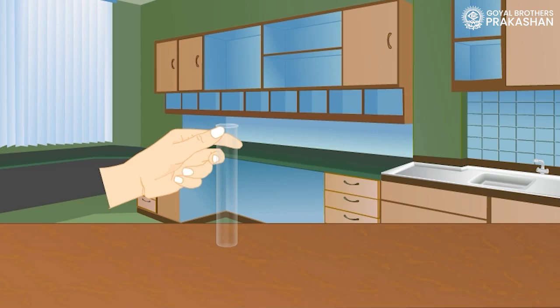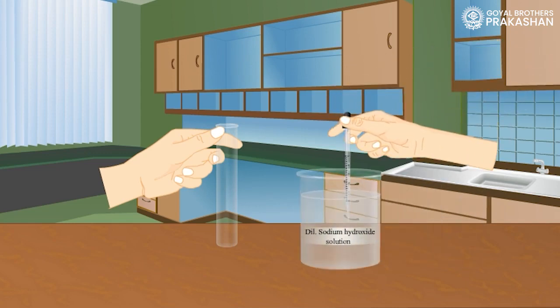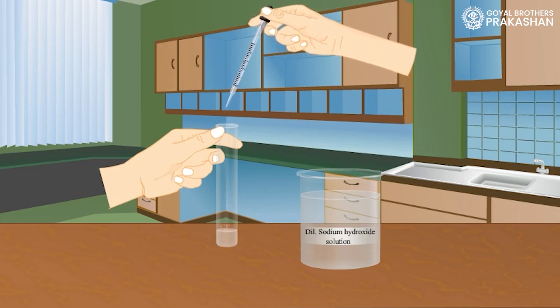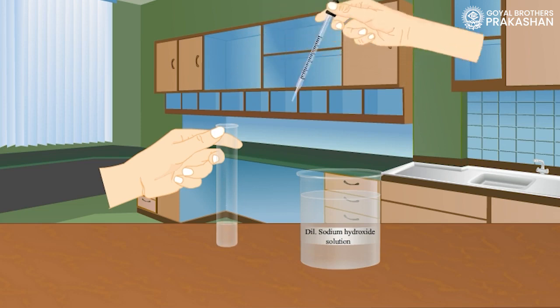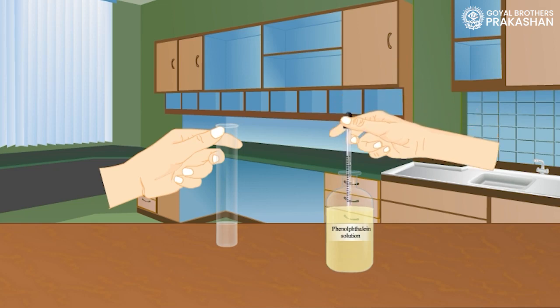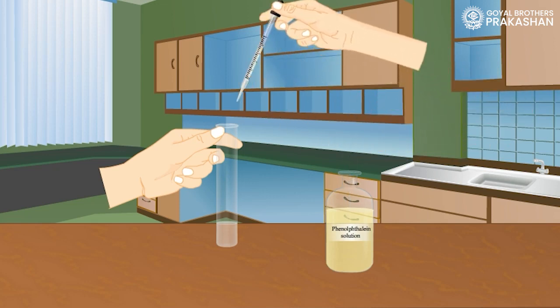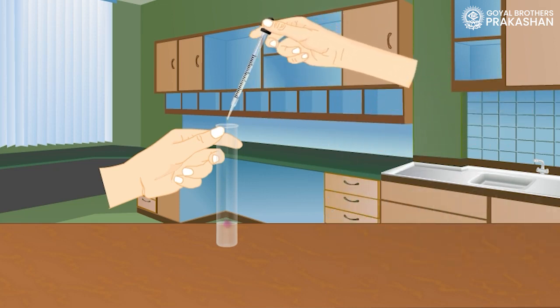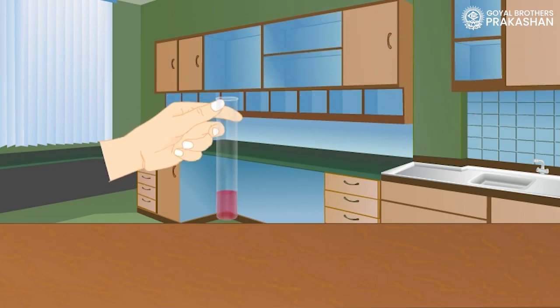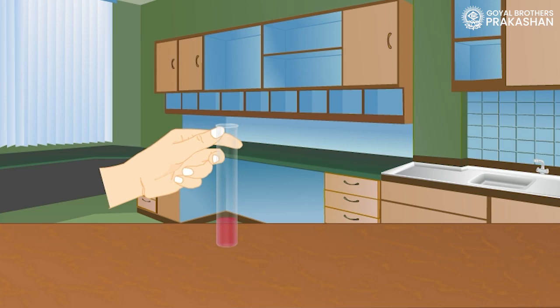Take a clean test tube and pour in it about 4 ml of dilute sodium hydroxide solution. To the above solution, add 2 drops of phenolphthalein solution and shake the contents of the tube. You observe that the contents of the solution turn pink in color.